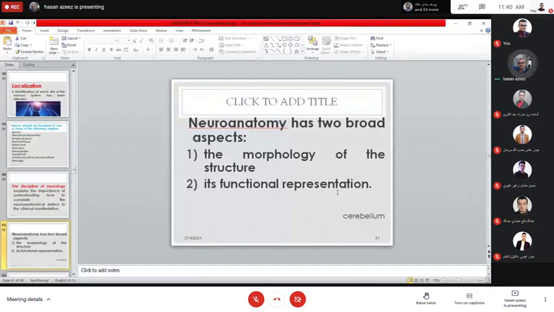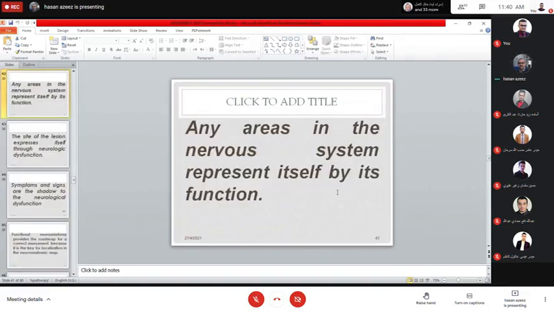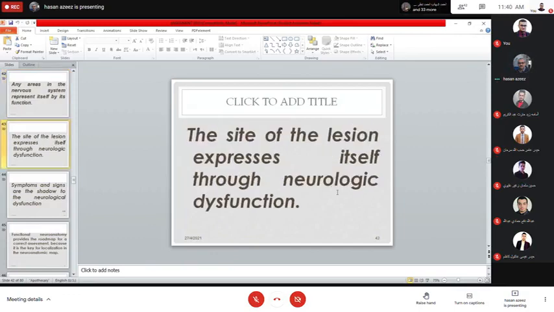This is the morphology. But what is important is the function, the functional representation, because we know an organ by its functional representation. Any area in the nervous system represents itself by its function. The site of the lesion expresses itself by dysfunction.